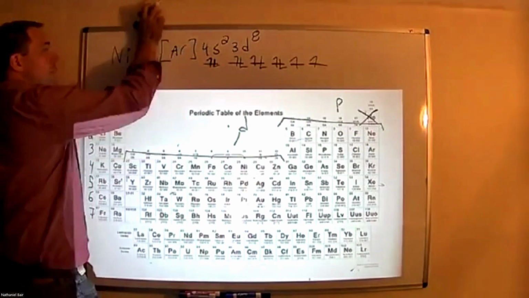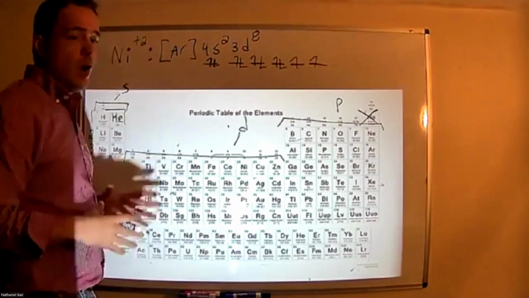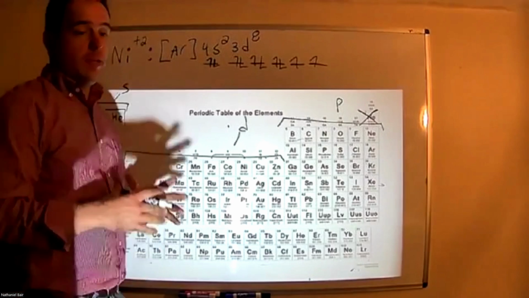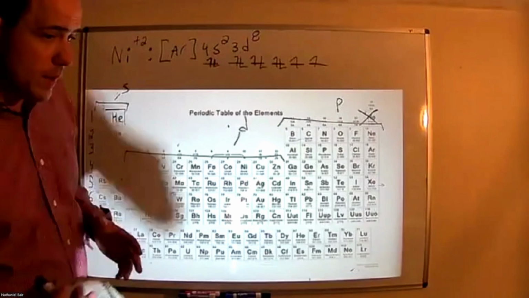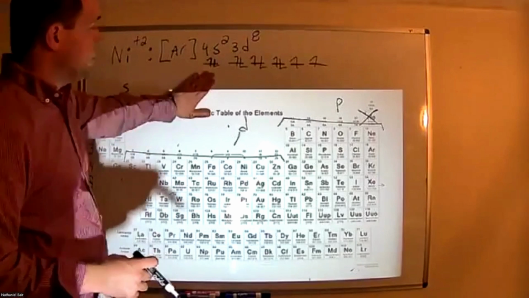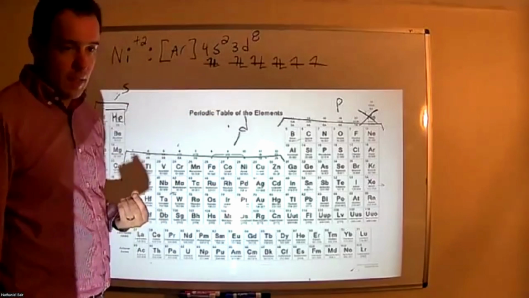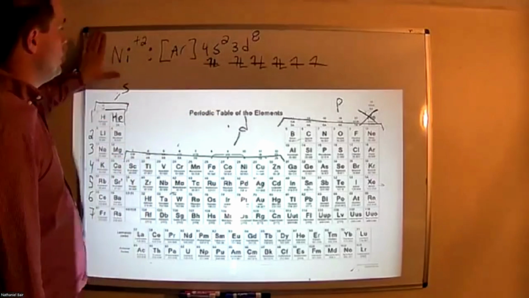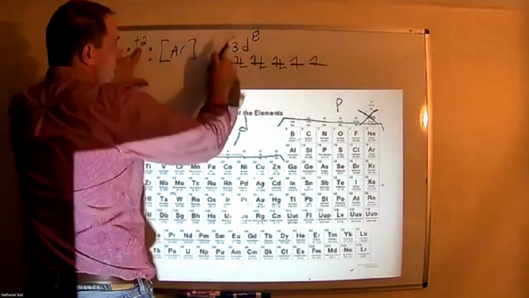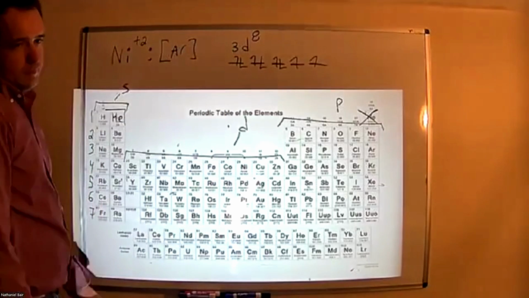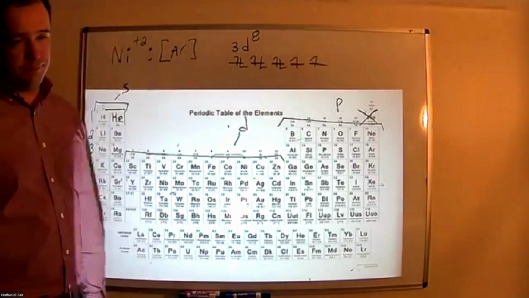Cool. But now we've got a +2 here. What does that mean? That means this guy lost 2 electrons. What are the electrons that are going to be the first to go? What's going to be the highest energy electrons? The first electrons to go for nickel are going to be these 4s electrons because they're in the 4th energy level. You always remove the highest energy level electrons first. So nickel +2, I'm going to take those 2 electrons away. The nickel +2 cation would be argon in brackets 3d8.